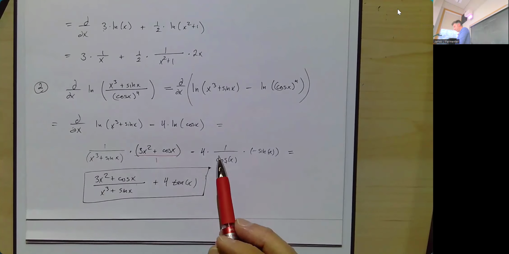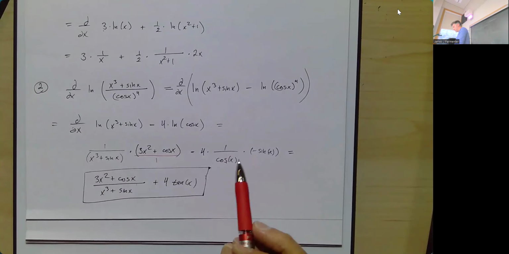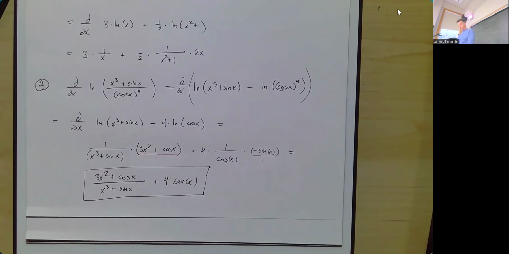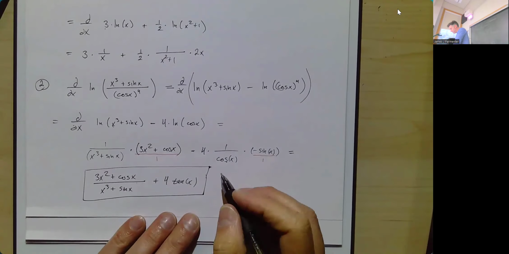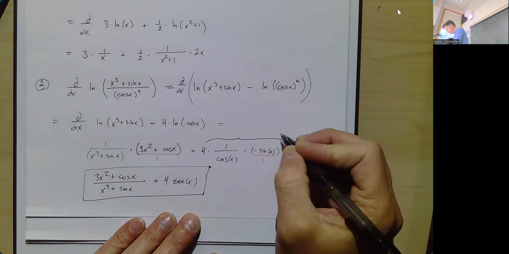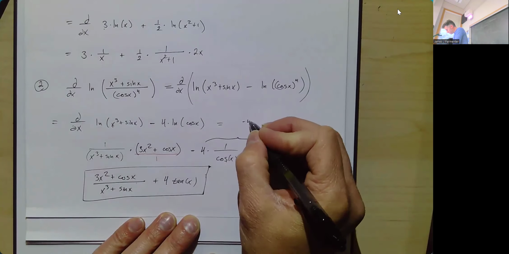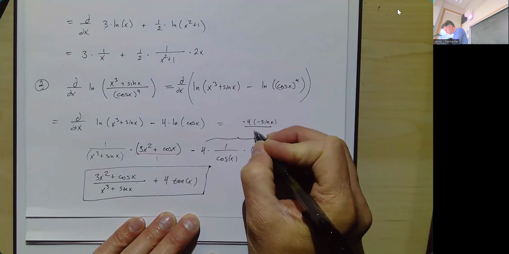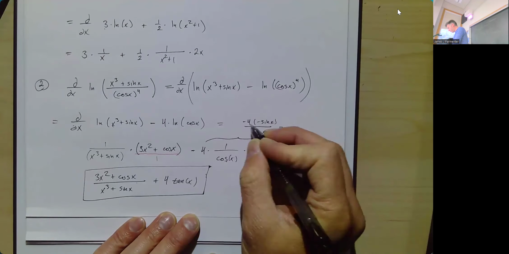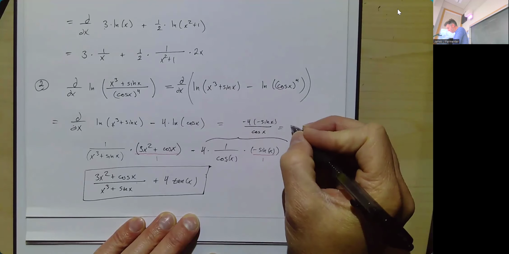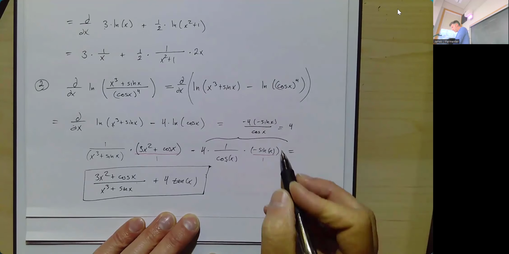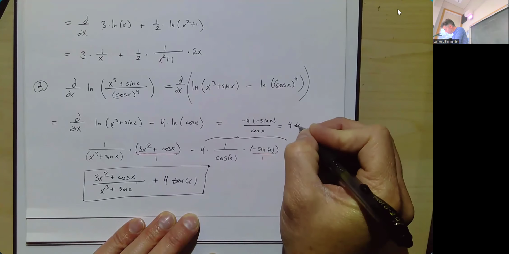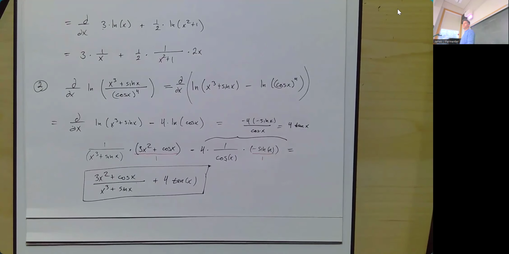Over here, I have a -4 times a 1 over cosine times a negative sine of x over 1, if you like. And what I'm really doing is just multiplying it all together. So this whole part here is really -4 times negative sine over cosine. -4 times negative sine is +4, so I'm going to put the 4 out in front. And then sine of x divided by cosine of x is tangent of x. That's how we're getting there. That's it.